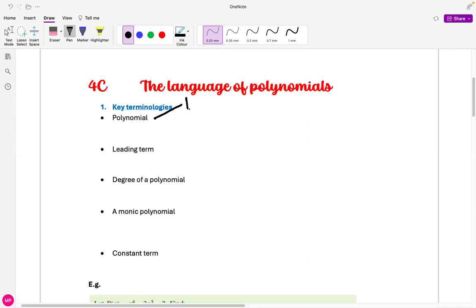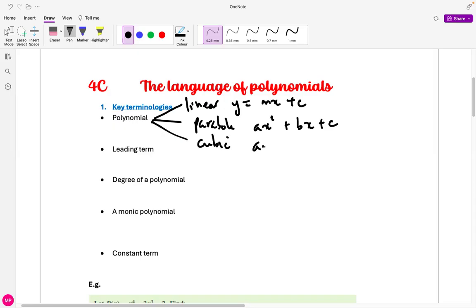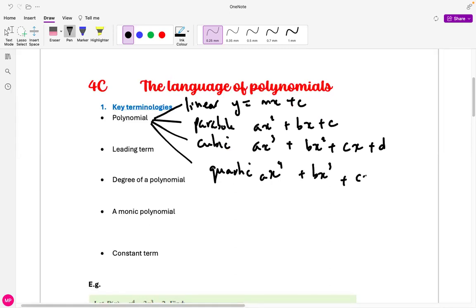So in polynomials, you could have linear, which is y equals mx plus c, right? You could have a parabola, which is y equals ax squared plus bx plus c. You could have cubics, which is ax cubed plus bx squared plus cx plus d. You could have quartics or higher than that. So a quartic is ax to the 4 plus bx cubed plus cx squared plus dx plus e.